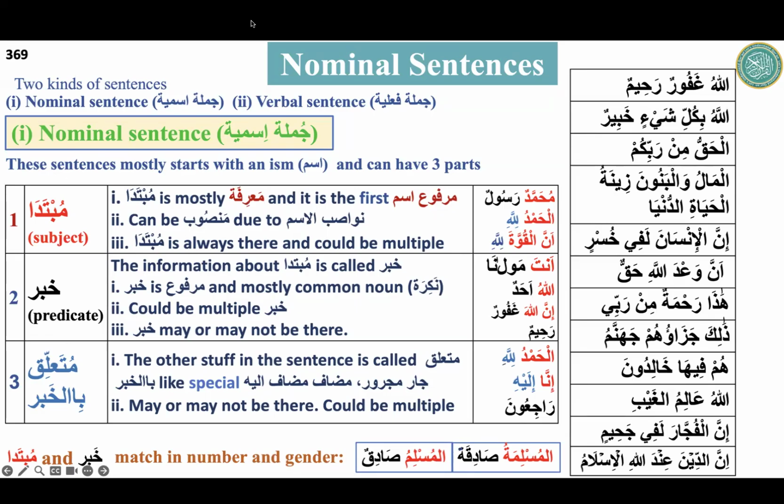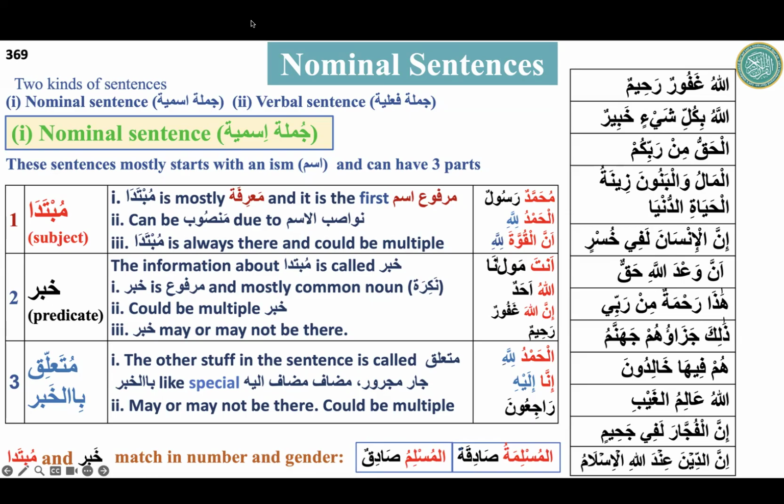And there are two types of sentence, and complete sentence means murakkabun tam. Number one, nominal sentence, we have studied last week. And today, inshallah, we'll go for the second type, verbal sentence.